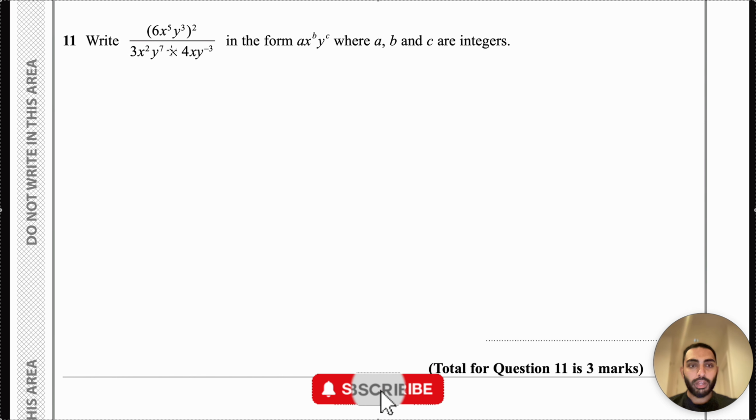Question 11, write 6x to the power of 5 and y to the power of 3 in brackets to the power of 2 over 3x squared y to the 7 times by 4x y to the power of negative 3. So we've got quite a few things going on. I'm going to first concentrate on my numerator, and I can see that this bit in the bracket is being squared. So all of this is being multiplied by itself. So I've got 6 squared, which is 36.